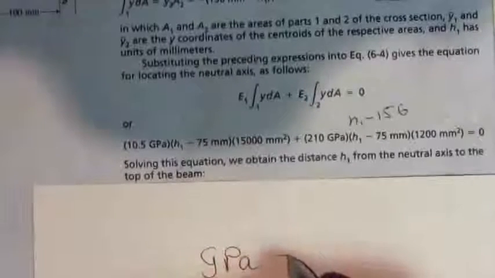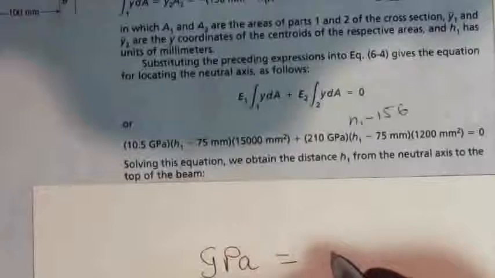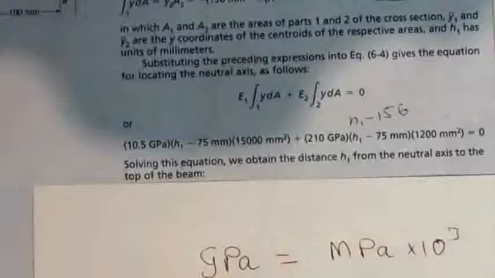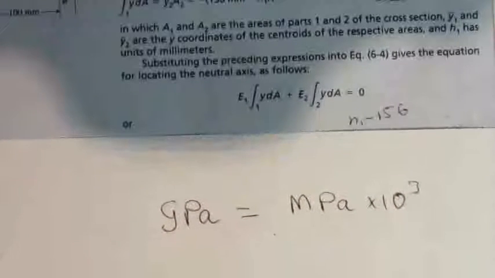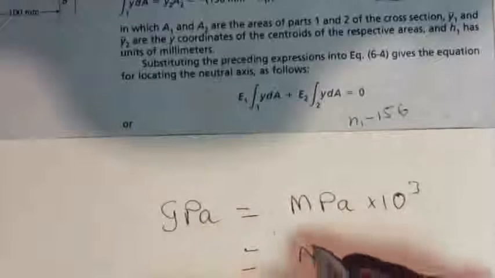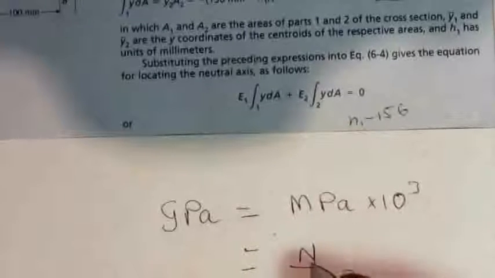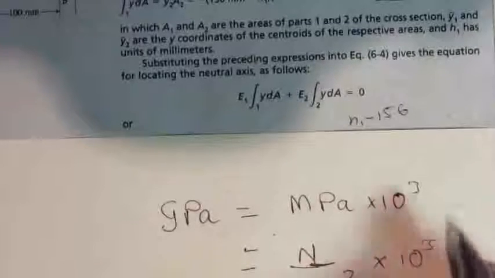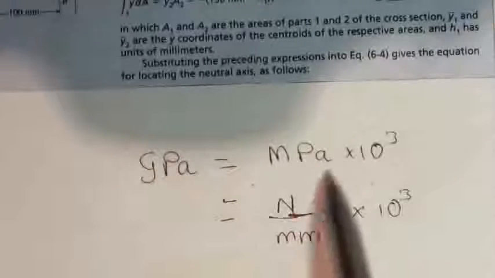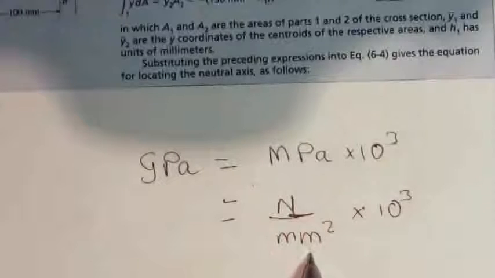Gigapascals is essentially the same as megapascals times 10 to the 3. That's essentially what it means. And the reason I'm doing this is because here's where I'm going with this problem. MPa is the same thing as Newton per millimeter squared. Then you can still have your 10 to the 3 there, which is 1000. Now you'll see the reason I want to leave it in this form is because we have a millimeter squared there, and this will be able to cancel out other terms in this expression here.